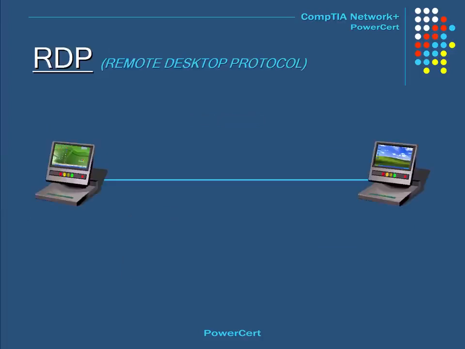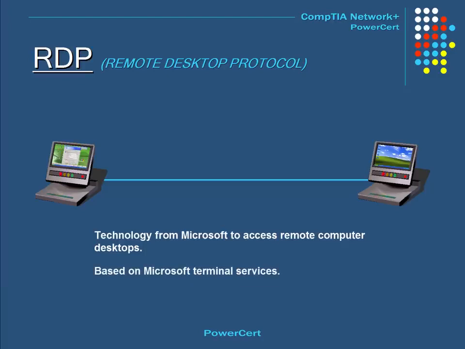Remote Desktop Protocol is a technology from Microsoft to access a remote computer's desktop. RDP is based on Microsoft Terminal Services, so if a user wanted to access another computer, the user can simply type in an IP address along with the proper credentials, and then the user can have the remote computer's desktop displayed on their own computer screen.